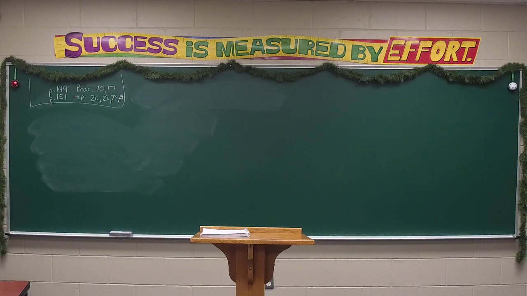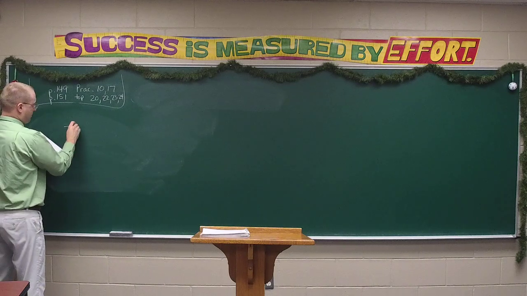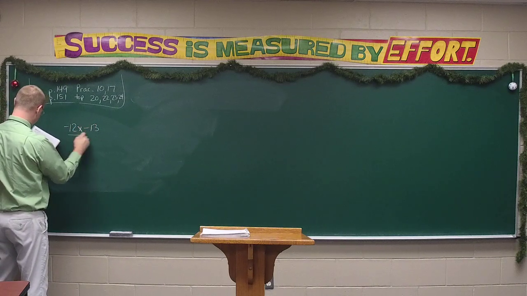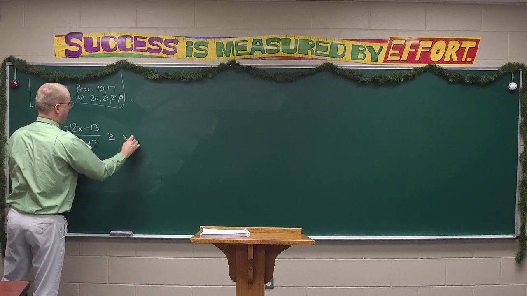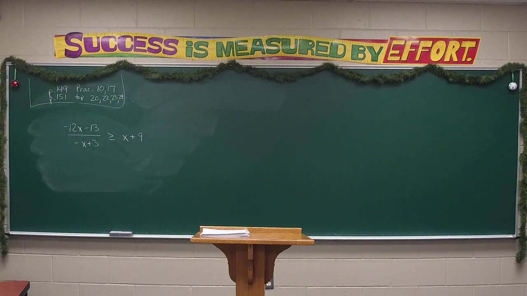So, number 17, we had, except big numbers this time, (-12x - 13) / (-x + 3) is greater than or equal to x + 9. I will say there's an awful lot of negatives there, so I am almost tempted, to be honest, to take care of all this negativity.